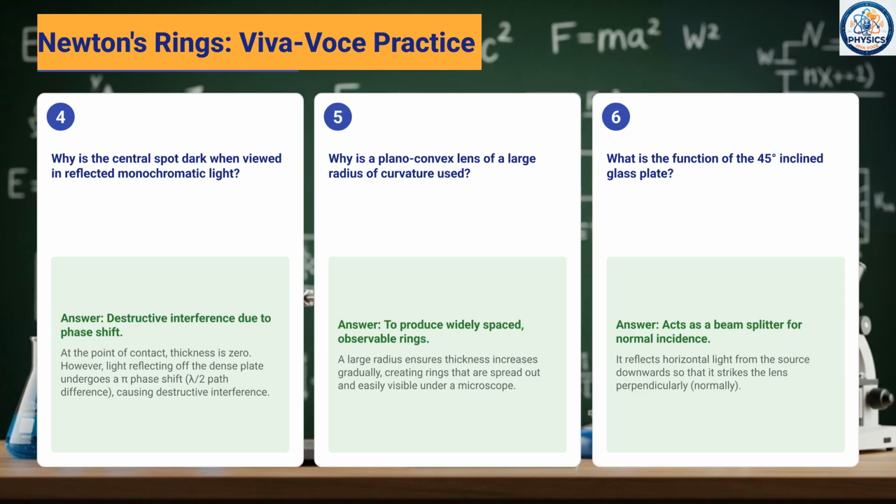4. The central spot is dark in reflected light due to destructive interference caused by a phase shift upon reflection from the denser medium. 5. A large radius plano-convex lens is used to produce widely spaced observable rings. 6. The 45-degree glass plate acts as a beam splitter for normal incidence.